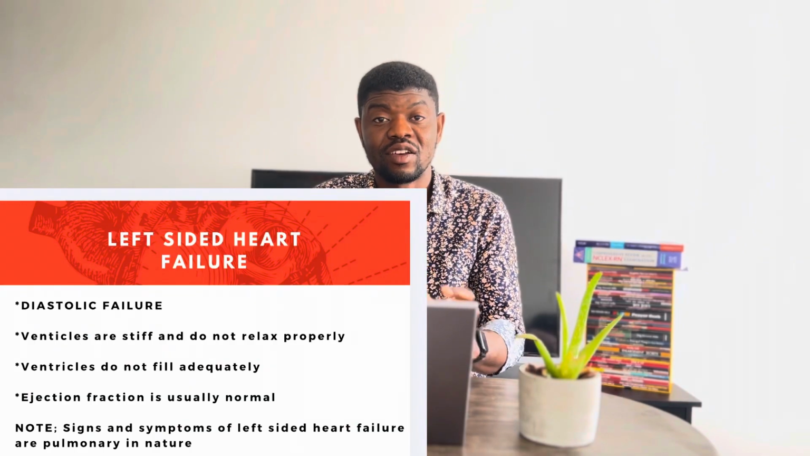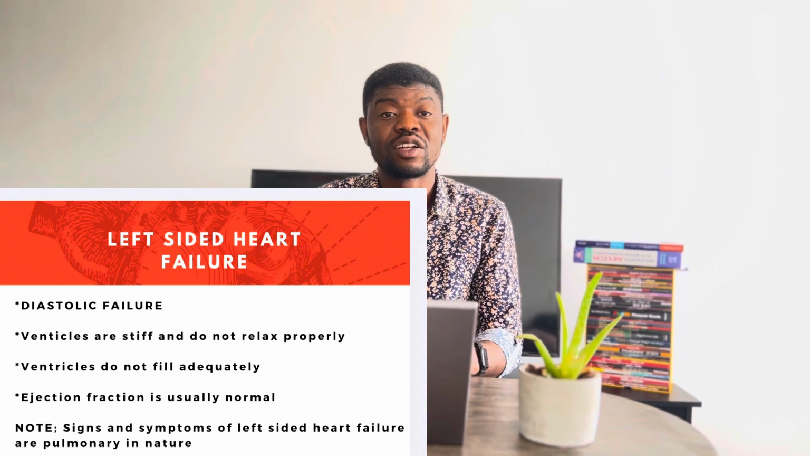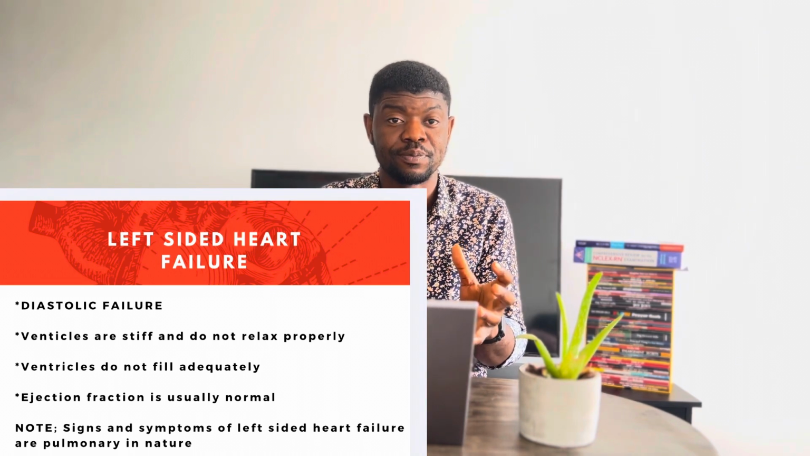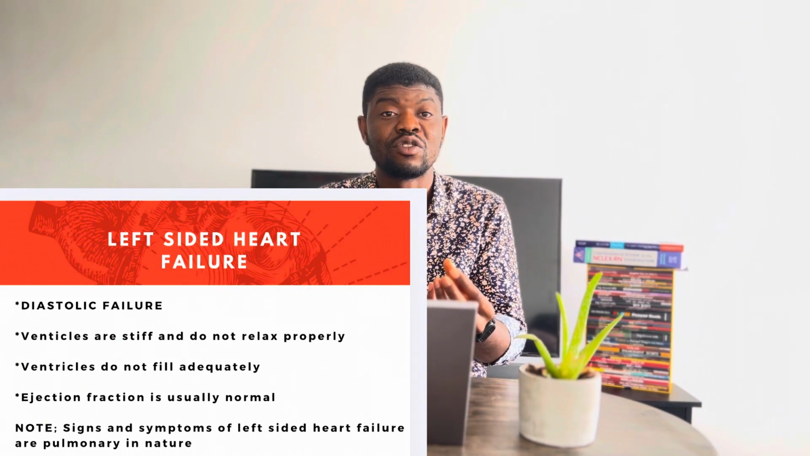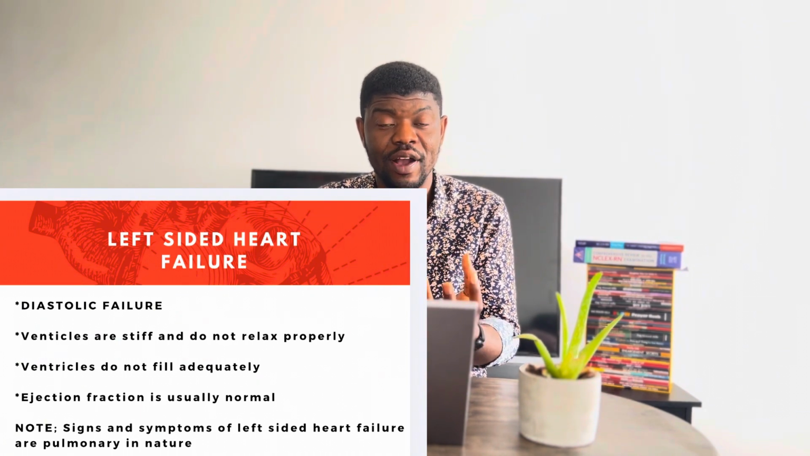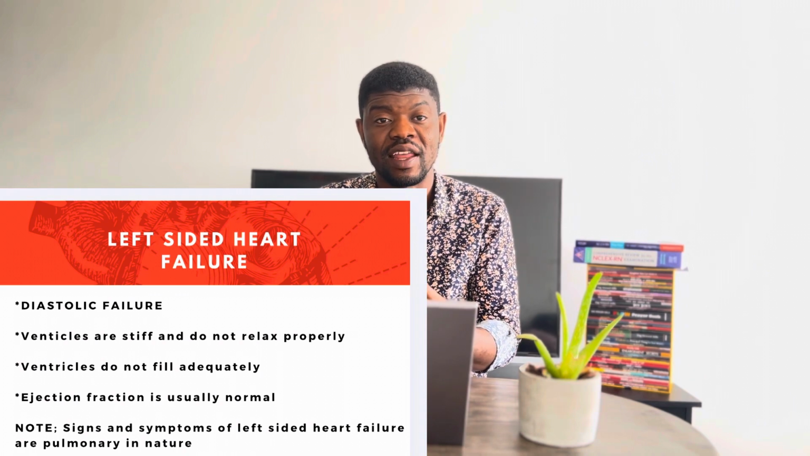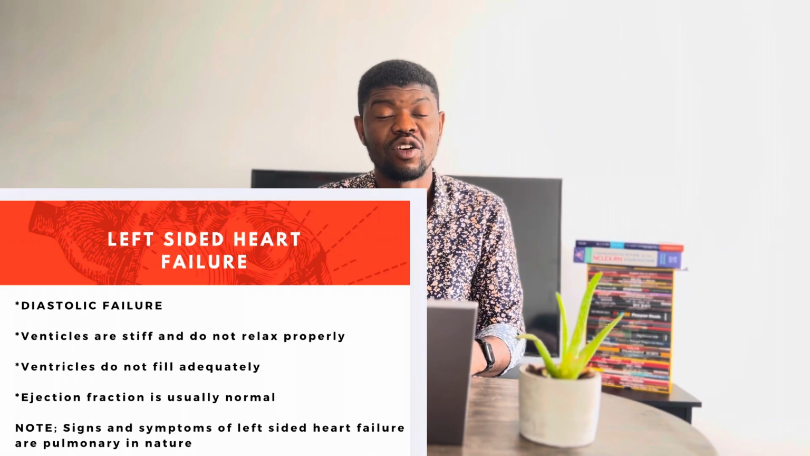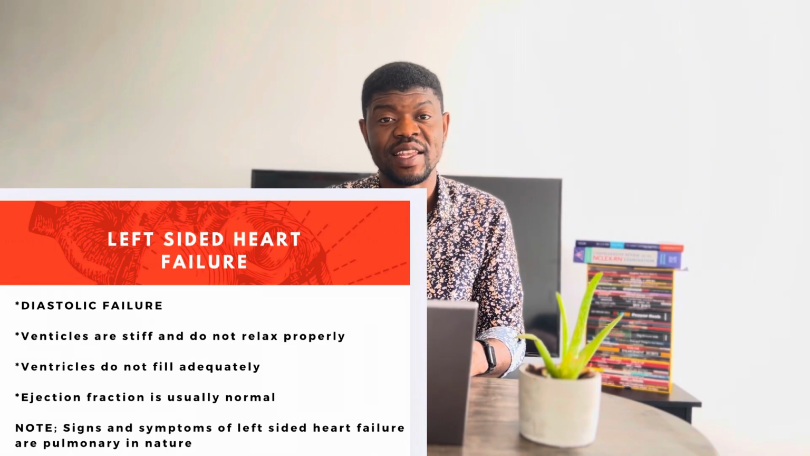So in diastolic heart failure, the ventricles literally are quite stiff and unable to relax properly. So what happens is that the ventricles are not able to fill well with blood that is coming from the lungs with oxygen-rich content. Now you realize that because it is just the ventricles being stiff, the ejection fraction in diastolic heart failure is usually normal. This is because it doesn't have a problem with squeezing, but it has a problem with filling.